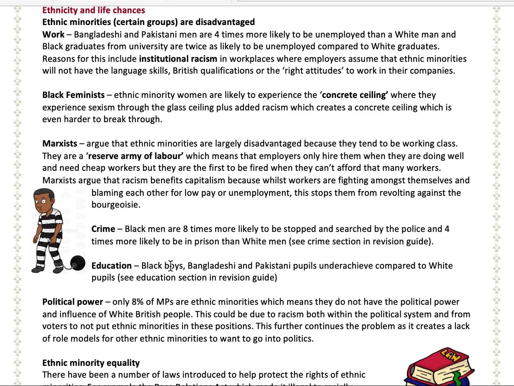Marxists talk about the reserve army of labour, so these are employees that are the first to be fired and last to be hired. So in COVID, the idea that ethnic minorities were more quickly furloughed than the white workers were. Crime, institutional racism from the police, so black men being 8 times more likely to be stopped and searched, 4 times more likely to be in prison than white men.